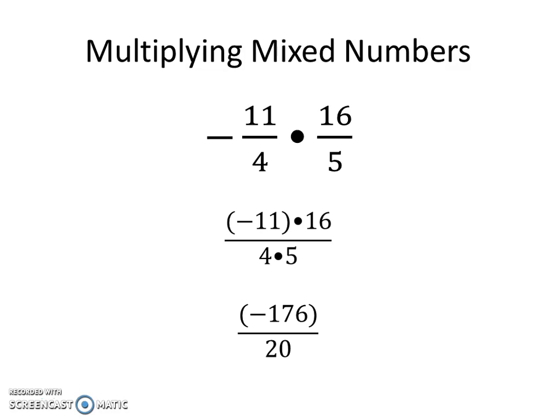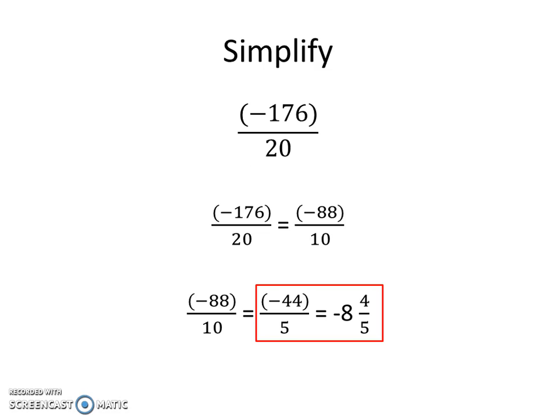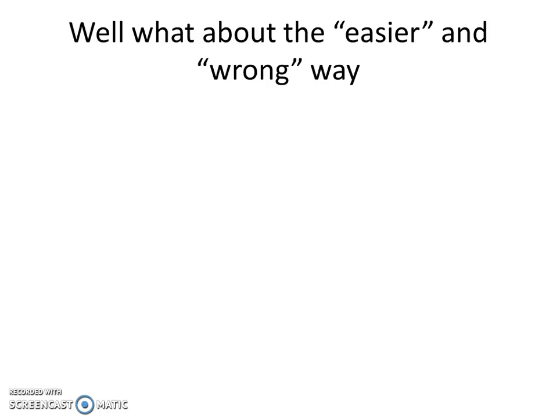Then we think, is this simplified? Well, same as the previous example, both of those numbers are even, so I know that 2 is going to go into both of these numbers. When I simplify, I will get negative 88 over 10. They are both still even, so I know that 2 will go into both. So my simplest form will be negative 44/5, or I can write it as a mixed number of negative 8 and 4/5. Either way is simplified, just written in different forms.